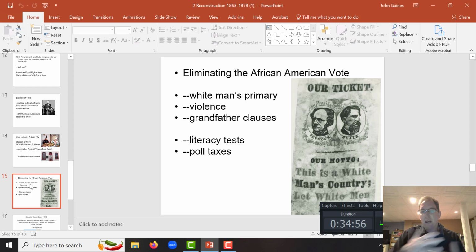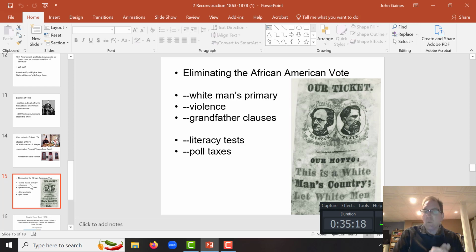So that's one of the methodologies. The other one we talked about before: we had violence with the Klan. The Klan is going to threaten violence. Other groups, rifle clubs, the Knights of the White Camellia, all that kind of stuff are just going to say, hey, we will kill you, or we will threaten to kill you if you try to go and vote. And that works. It does scare a lot of people away from the polls, unfortunately.